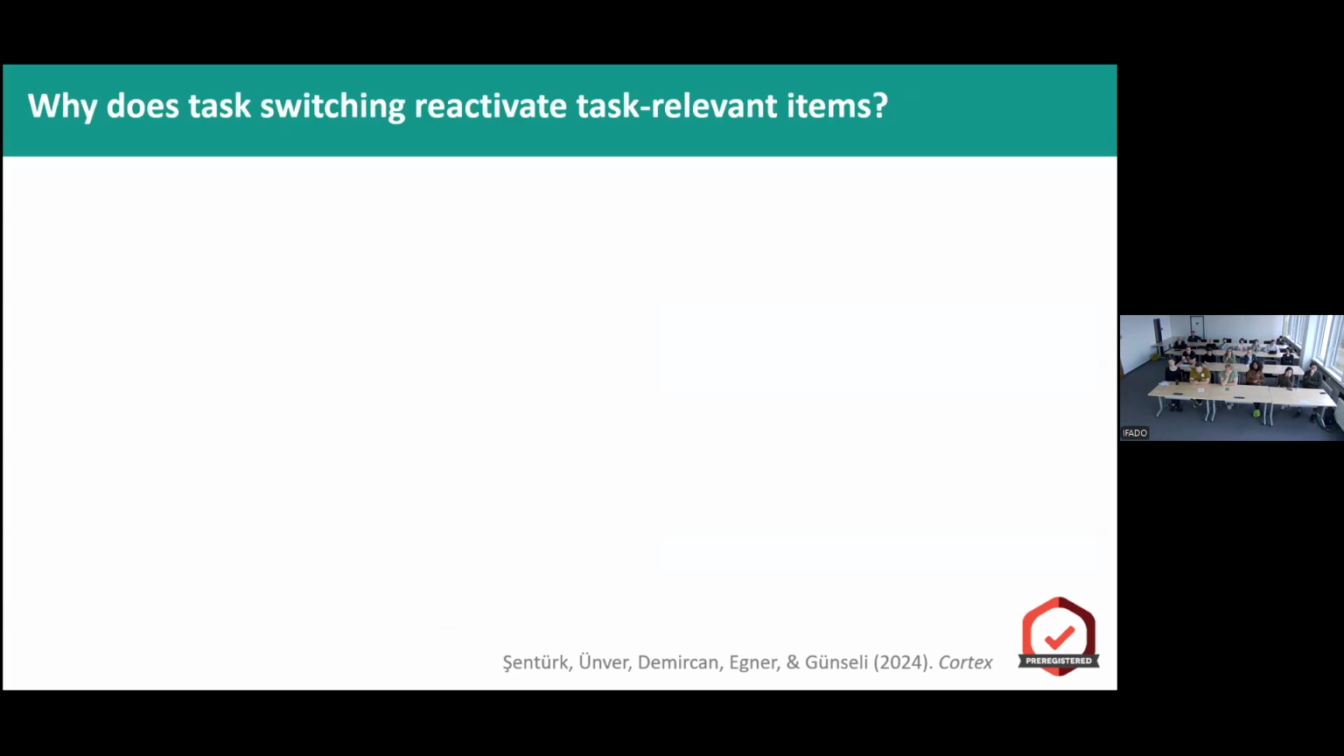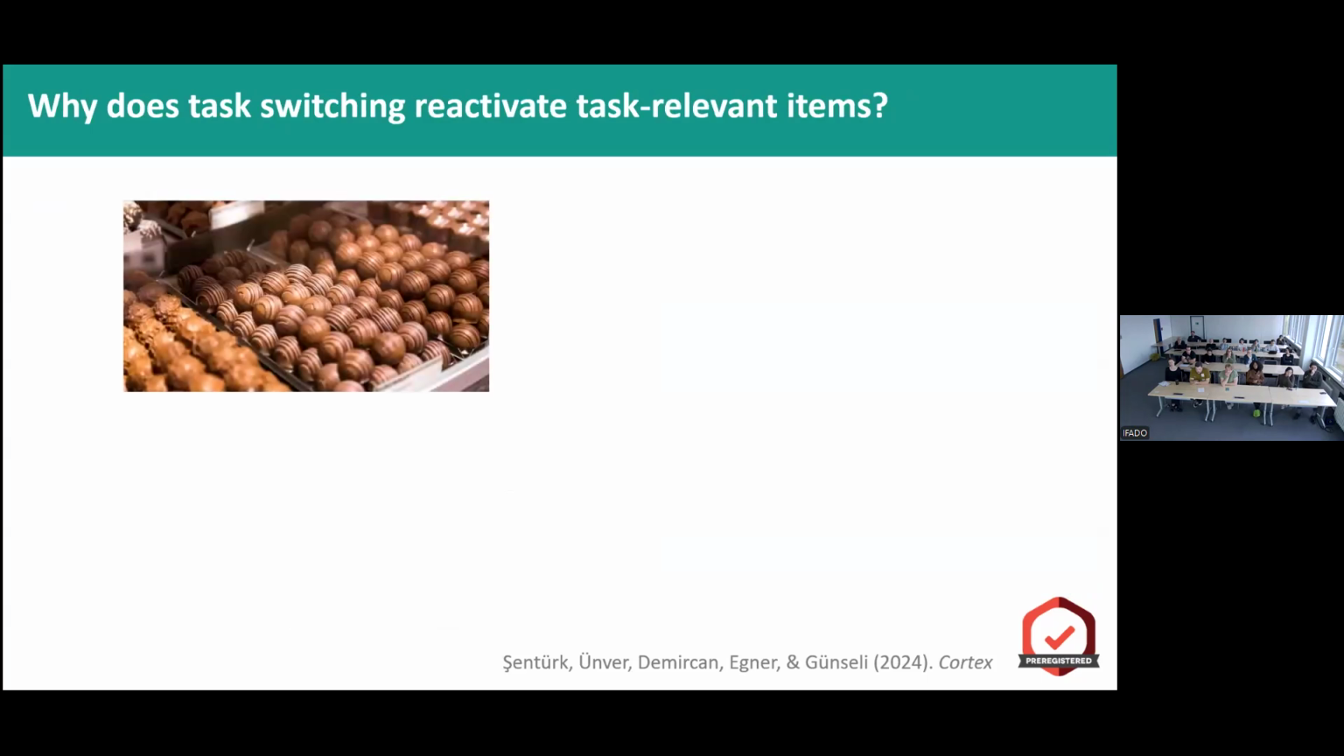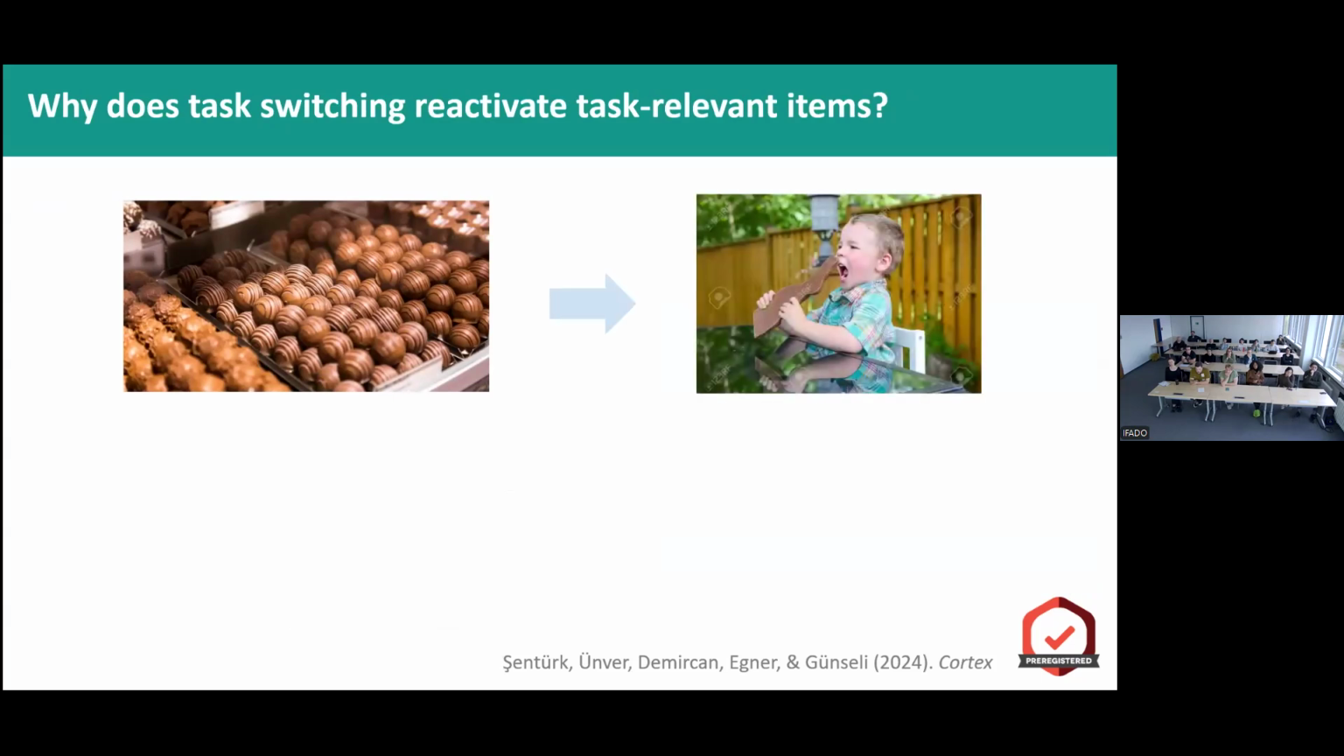Why could that be? Imagine your goal is to find your favorite chocolate among others. And next, you might shift your goal to decide if it would fit into your mouth. To do this, you might need to focus on different properties of the memory item, or, from an object file explanation, you might need to associate the item with a new task rule. In either case, these adjustments might benefit from the neural activity associated with working memory.